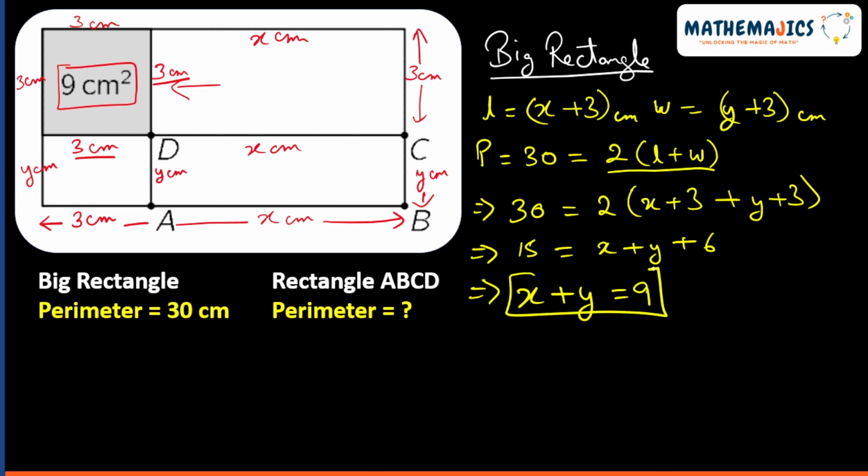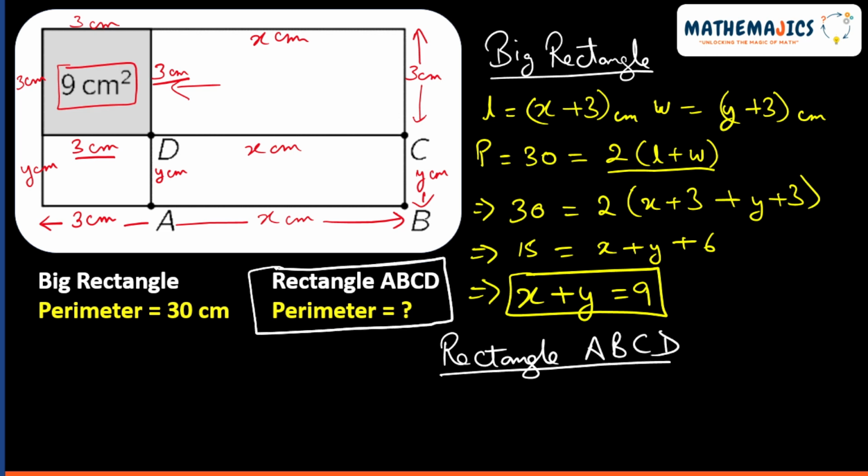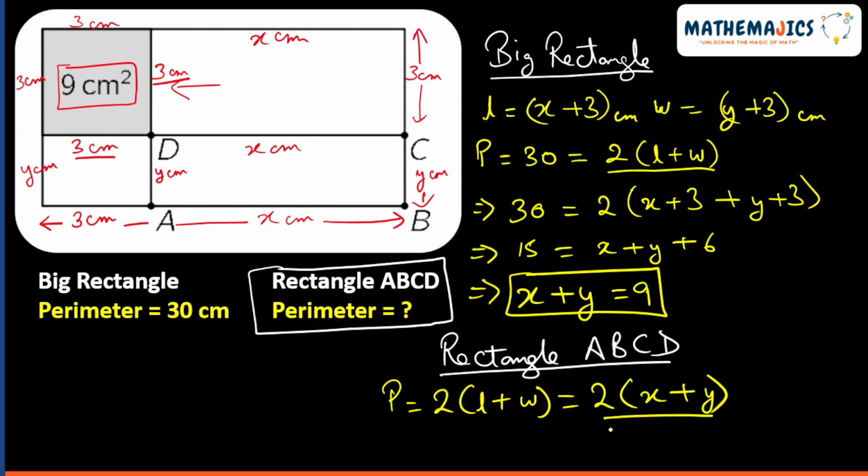Now, this value can be used further. Let's see how. Let's talk about rectangle ABCD. We need to find the perimeter for rectangle ABCD. This is our question, correct? So, what is perimeter? Perimeter, as we know, is twice (length plus width). So, what is the length of rectangle ABCD? It is x. And what is width? Width is y. So, we need to find 2 times (x plus y).